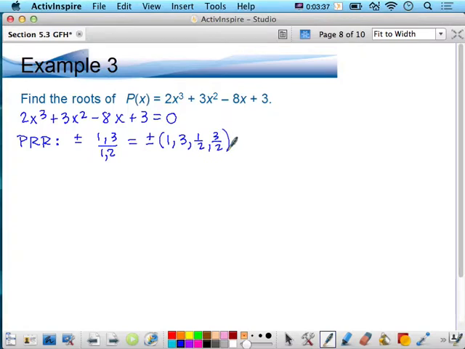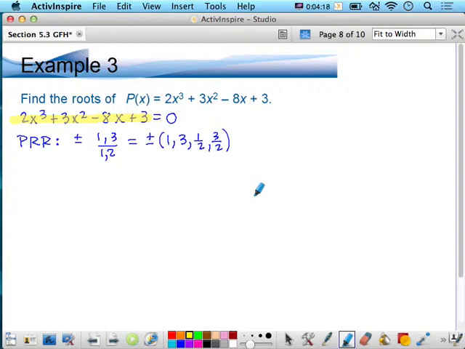And I need to figure out one of those numbers that will make this equation equal to 0. So I could just start doing synthetic division on each of those. Positive 1, negative 1, positive 3, negative 3, positive 1/2, negative 1/2, positive 3/2, negative 3/2, until I come to one that would give me a remainder of 0. But for the sake of time, we're going to go to our calculator and we are going to type in the equation into y equals 2x cubed plus 3x squared minus 8x plus 3.